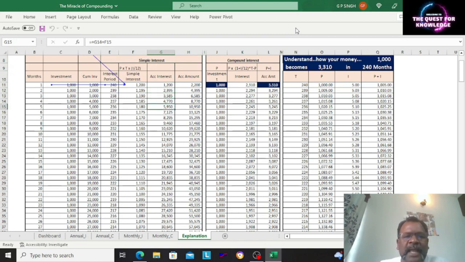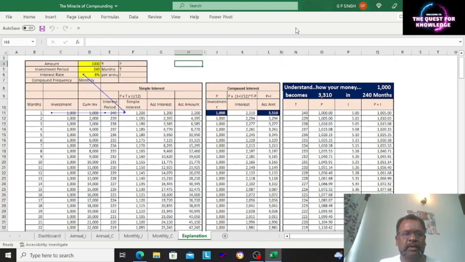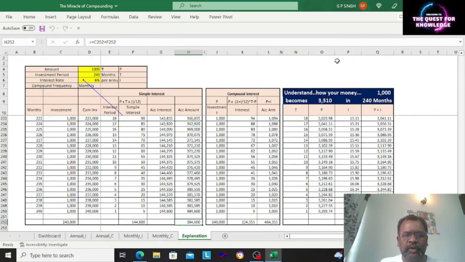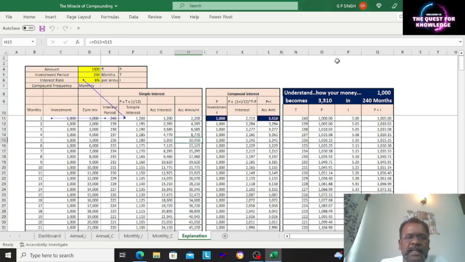And then if you want to know the accrued or accumulated interest at the end of each month, we just keep on accumulating, and the accumulated amount will be, of course, the investment plus the accumulated interest. Okay, so now if we go for simple interest, if we keep investing 1,000 rupees every month for 20 years, our accumulated amount at the end of 20 years will be 3,84,600, right?